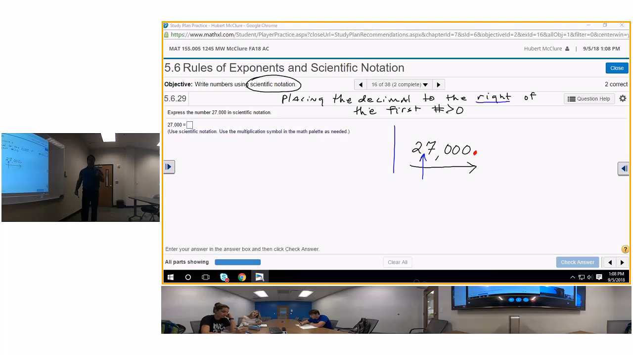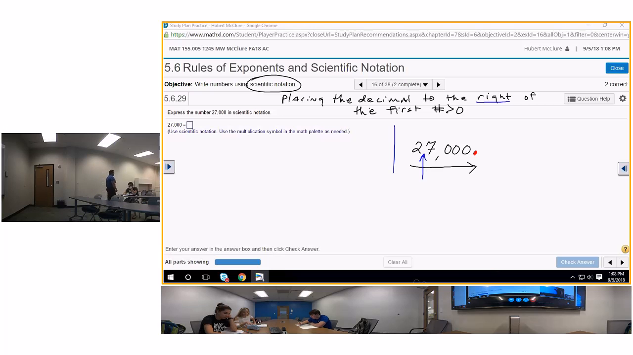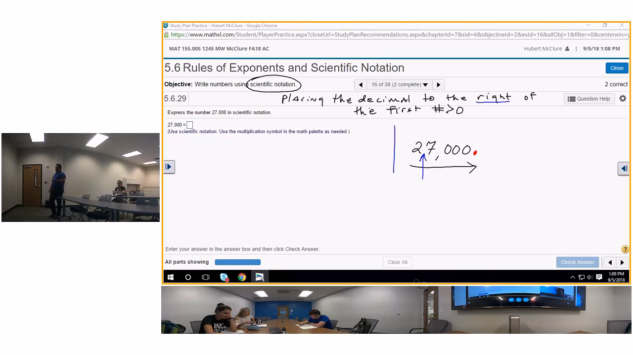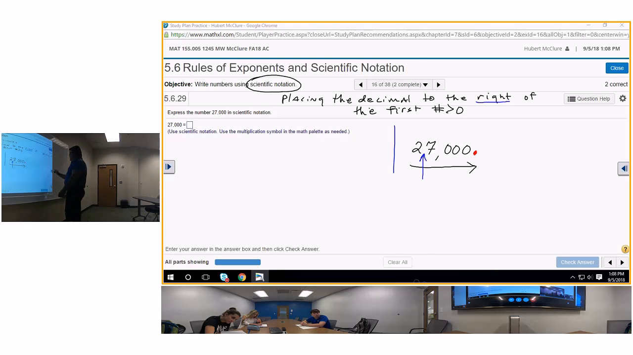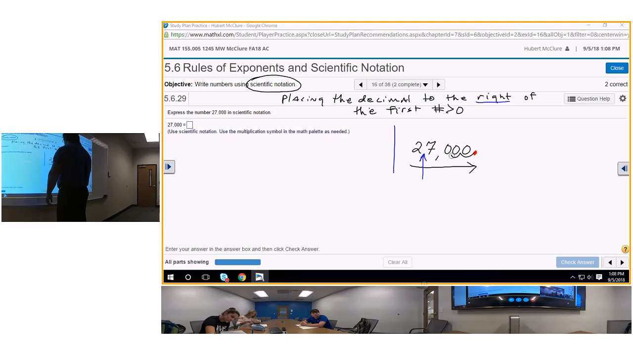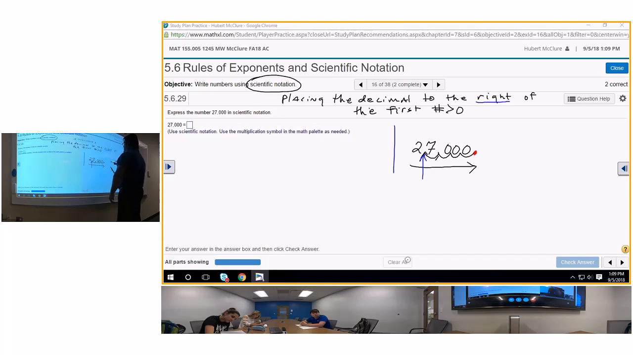The red is where the decimal is. The blue is where the decimal needs to be. Write that down. The red decimal is where the decimal is, and the blue arrow is where the decimal needs to be. So I've got to move that decimal 4 places. Let's count. I didn't say any direction. I just said 4 places because I don't want anybody to get the cart before the horse. We haven't talked about that yet. 1, 2, 3, 4. So I need to move my decimal 4 places. Does everybody agree with that?